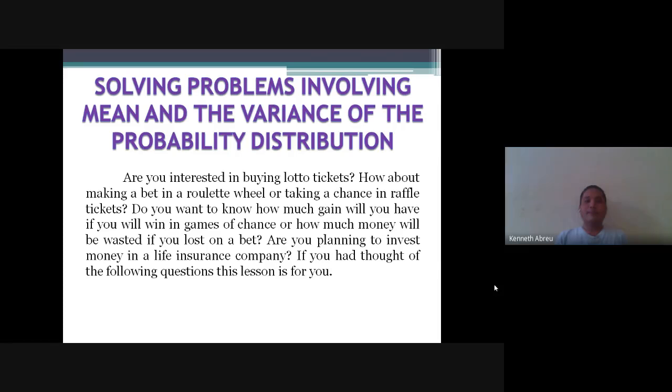Are you interested in buying lotto tickets? How about making a bet in a roulette wheel or taking a chance in a raffle ticket? Do you want to know how much gain you will have if you win in a game of chance, or how much money will you lose if you lost on a bet? Are you planning to invest money in a life insurance company? If you had that thought of the following questions, this lesson is for you.